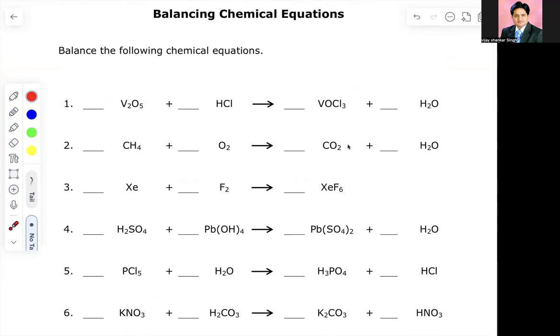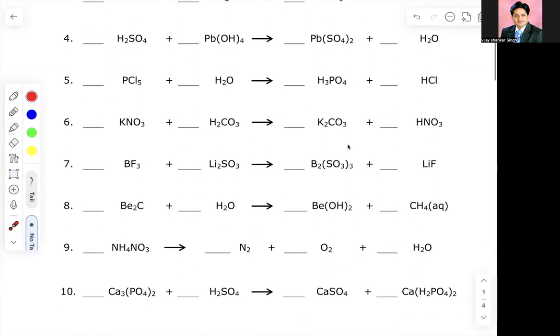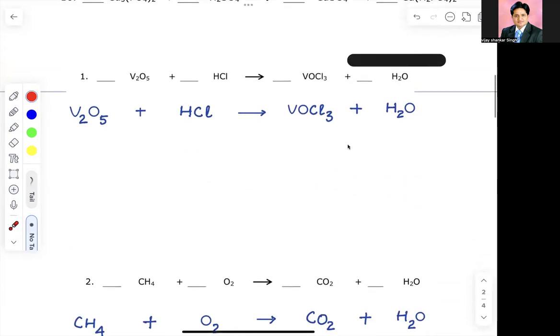In today's lecture, we'll be talking about balancing chemical equations. So let's try to understand what skills are required to balance a chemical equation. Let's look at the first equation.